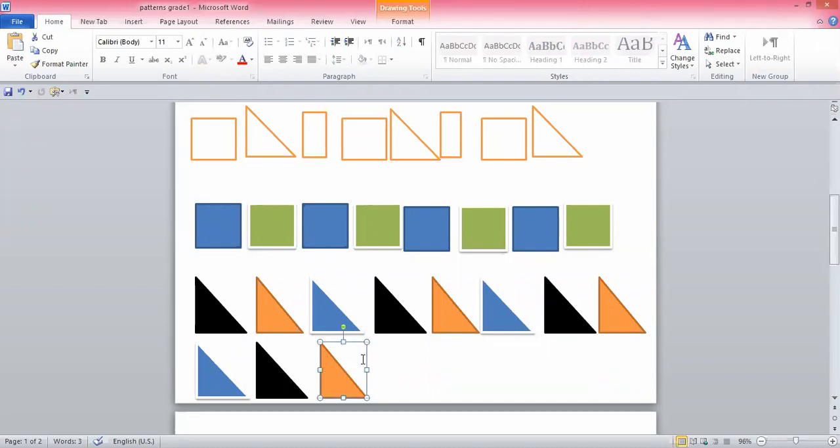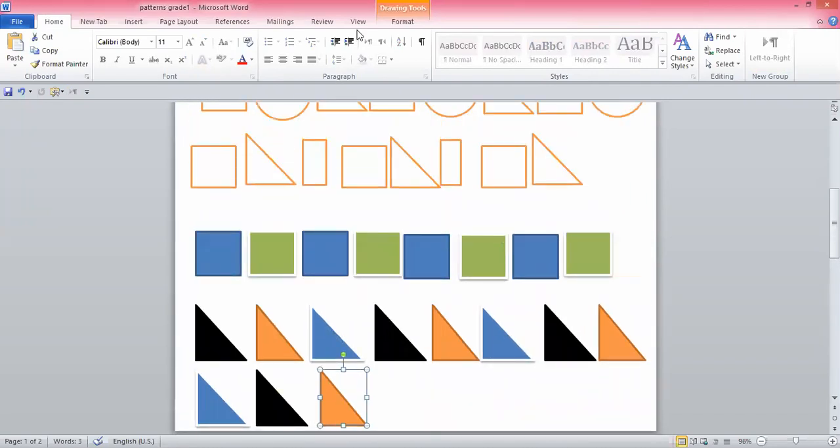If I ask you to complete that pattern, you will say, sir, the next triangle will be blue. Why blue? Because in the pattern after orange, there is a blue color. Up to here, everything is clear to you guys? Yes, sir. That's very good. Do you have questions related to the pattern in shapes, pattern in different colors? No, sir.